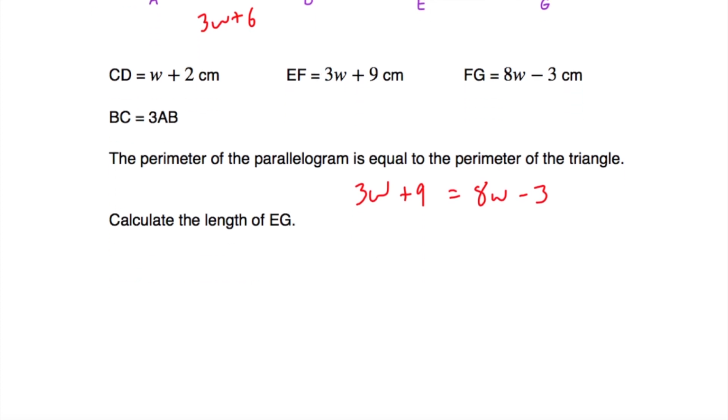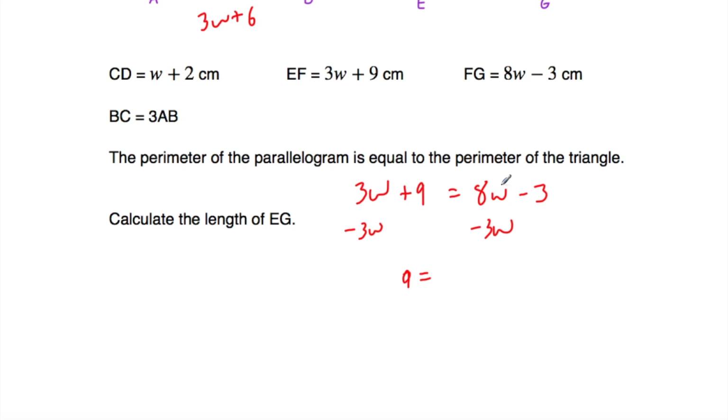We've got letters on both sides. The lowest number of W's is 3W, so we want to get rid of that 3W. To get rid of 3W, we're going to subtract 3W from the left-hand side and also the right-hand side. 3W plus 9, take away 3W, would just be 9. And on the right-hand side, we had 8W minus 3. We're taking away the 3W, so that's going to leave us with 8W, take away 3W, is 5W minus 3.